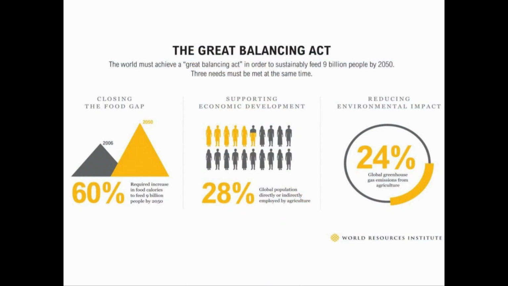We need to support economic development. 28% of the global population, directly or indirectly, is engaged with agriculture. At the same time, we need to reduce the environmental impact, the 24%. So what to do? That's where innovations and disruptions could help. Revolutions in technology could help to achieve this, but it's complex because of this balancing act.